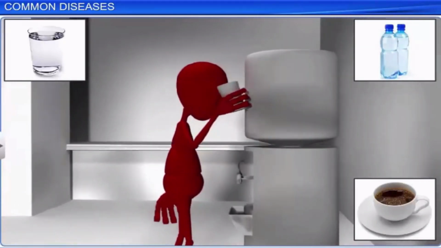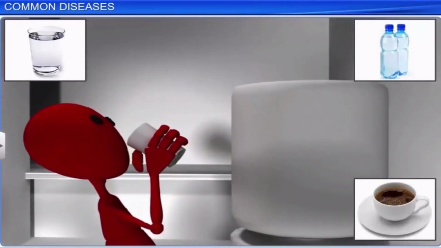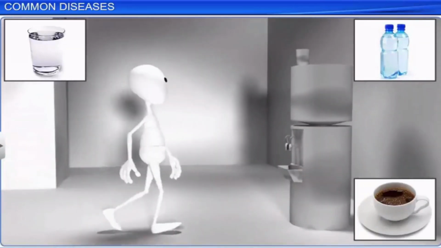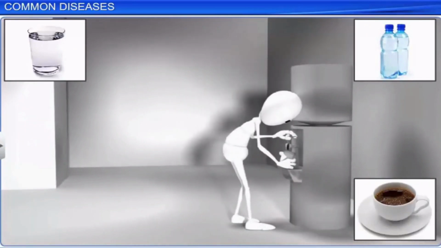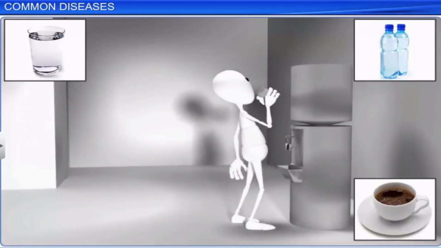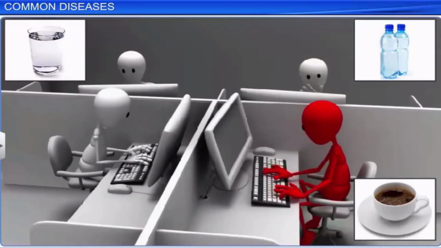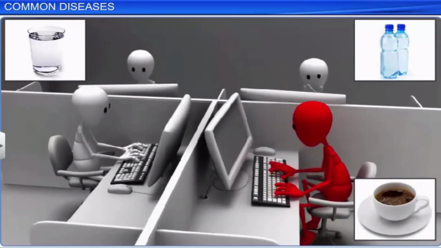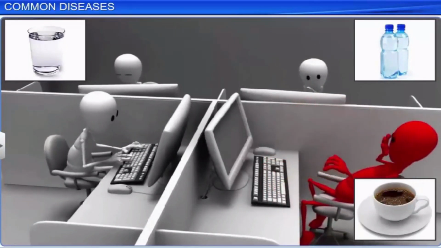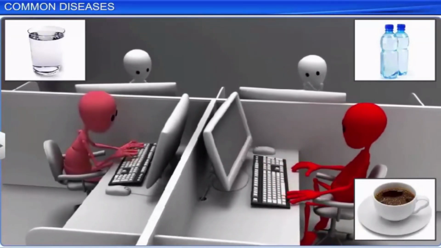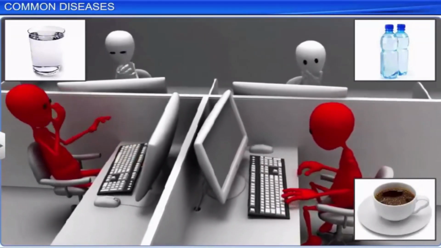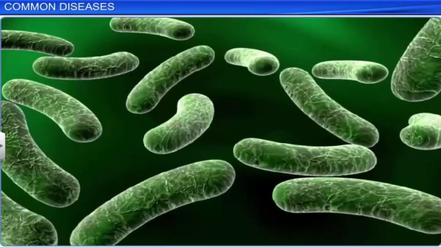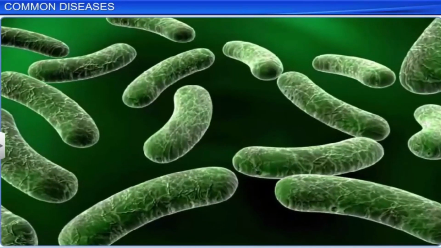Pneumonia is so contagious that merely sharing glasses and utensils or inhaling droplets released by an infected person can spread the infection. Dysentery, plague, and diphtheria are other diseases caused by bacteria.